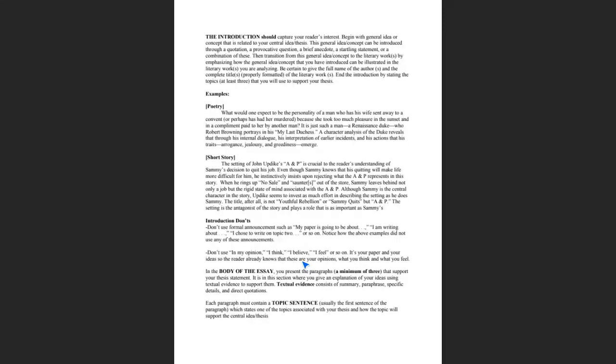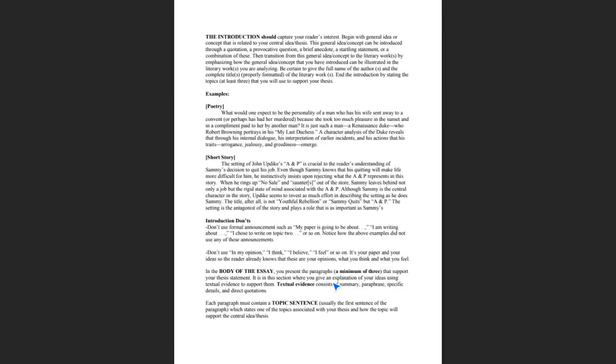Your body part of the essay is the most important part, because here is the information that you're going to use to support your thesis. And it's in this section where you give an explanation of your ideas using textual evidence. Textual evidence consists of summary, paraphrase, specific details, and detailed quotations from the literary work to illustrate your point and why you read the literary work as you do.